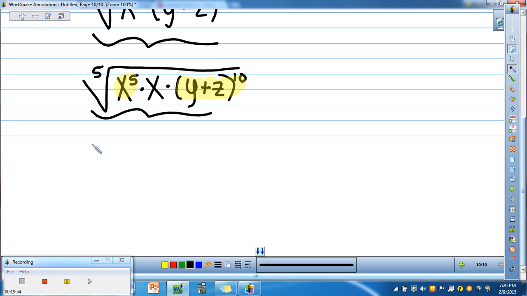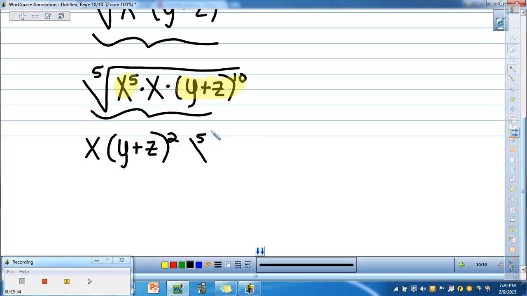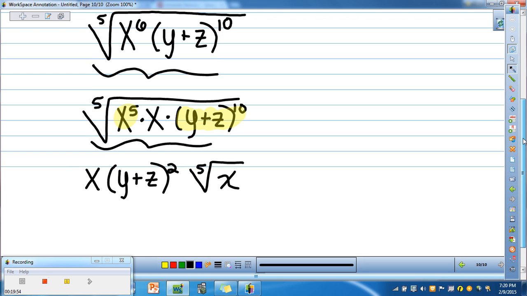The fifth root of x to the fifth is x. The fifth root of (y plus z) to the 10th is (y plus z) squared. Remember, (y plus z) to the fifth times (y plus z) to the fifth. So do those fifth roots. We have y plus z times y plus z, making it (y plus z) squared. Left over on the inside, we have the fifth root of x.